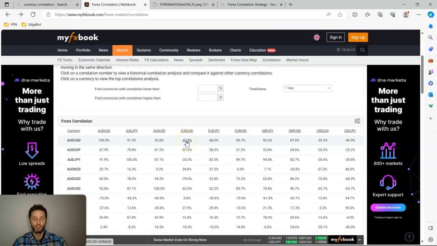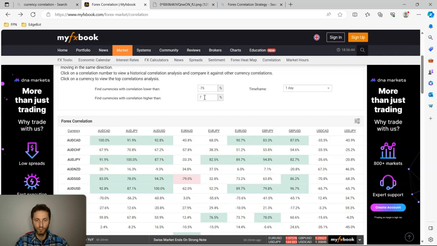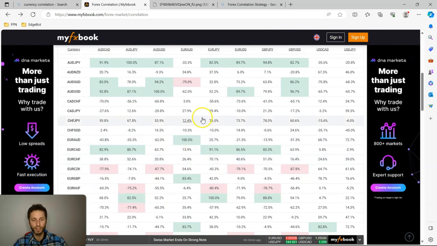So that's inverse, 43%. What you really want is a currency that's ideally 75 or 80% or above correlation, really high correlation, or inversely correlated, so less than 75% or 80%. Here, for example, if we want less than 75%, we can put 75 to highlight, and we also want more than 75%, or you could say 80% if you want. And it will be highlighted here.